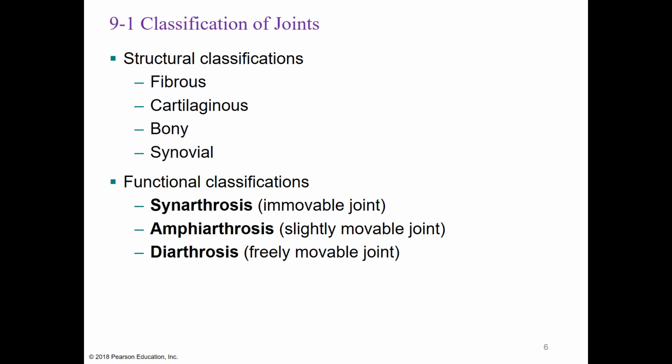For the functional classifications there are three big ones: synarthroses, which are immovable joints, so no movement whatsoever. Amphiarthroses, these are in between, the slightly movable joints. And diarthroses, which are freely movable joints. So we're going to go through each one and give examples of each. Then we'll have a summary figure that will tie all this together in a nice little chart.